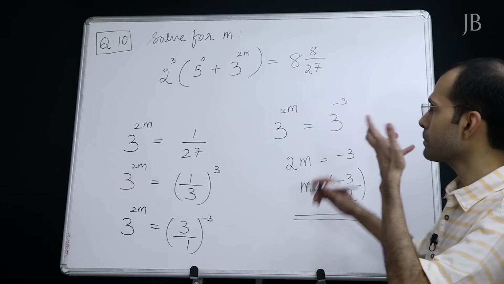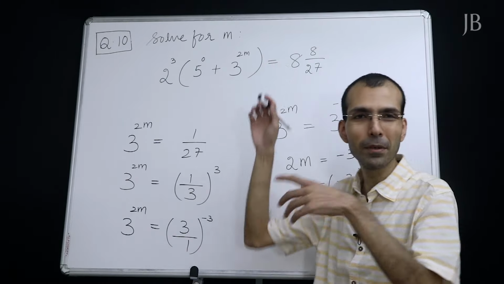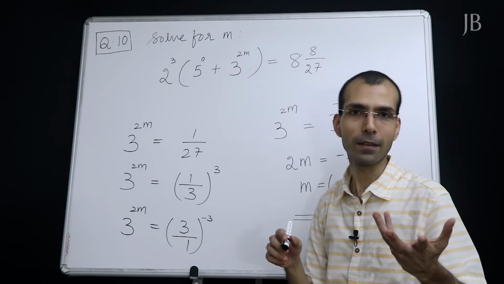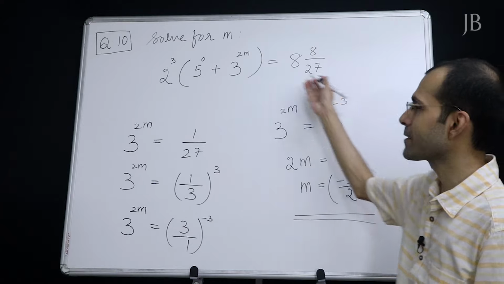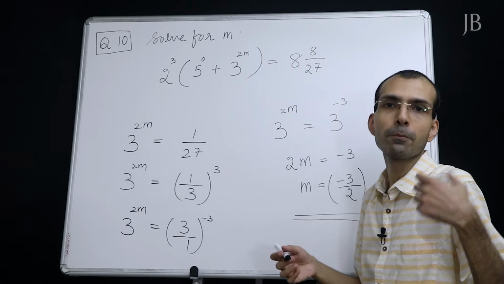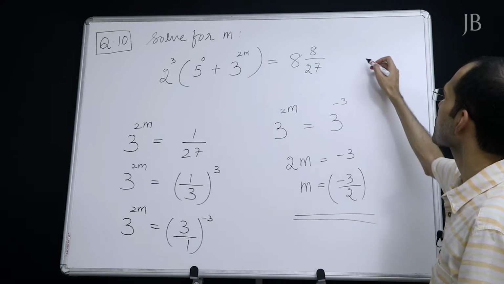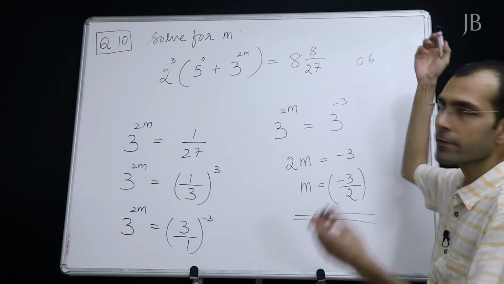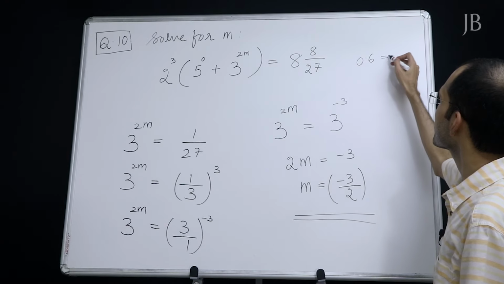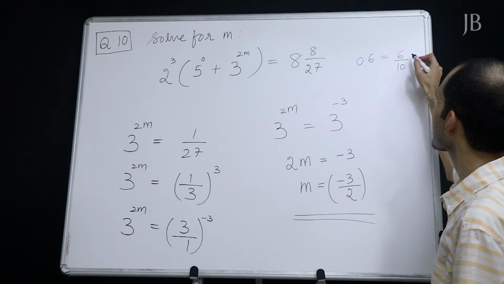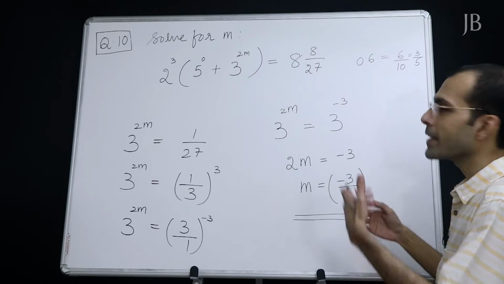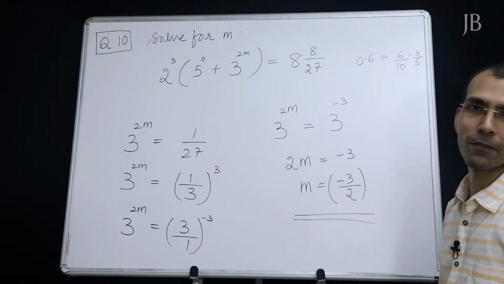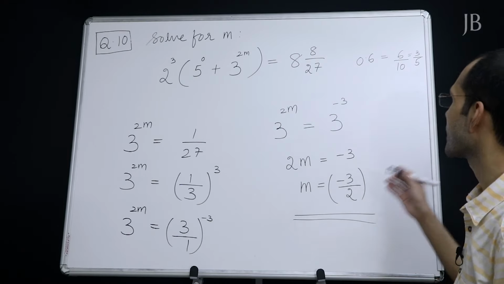Now see, sometimes inside they will give you numbers like 0.6 and all. So don't get bewildered how to tackle. I'm just telling you, here it has not come, but this is just an input which I would like to give. Suppose you have something like 0.6 raised to something, then you write 0.6 as 6 upon 10, that is 3 upon 5. And then you proceed in a normal way. Suppose if 0.6 comes somewhere and all.